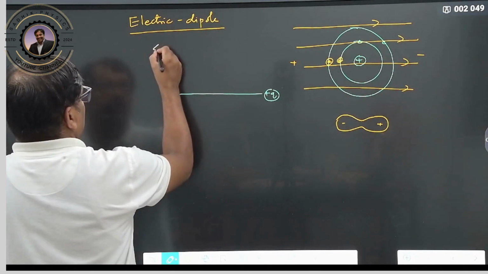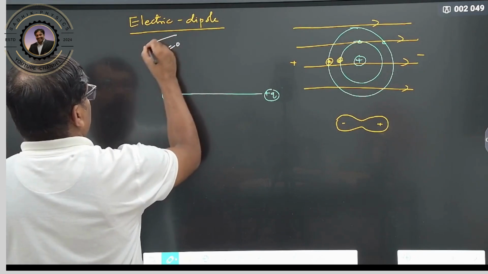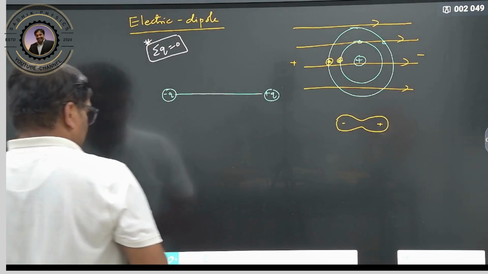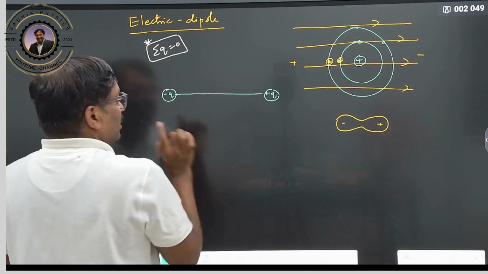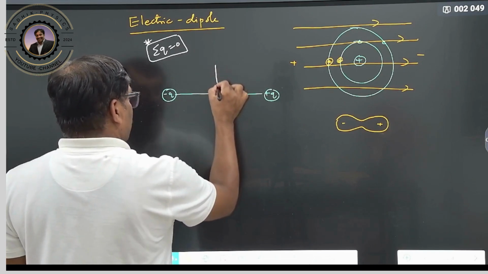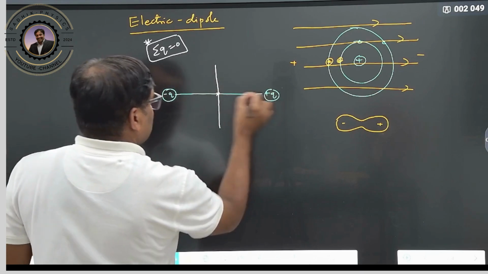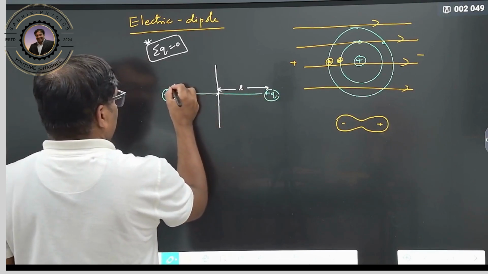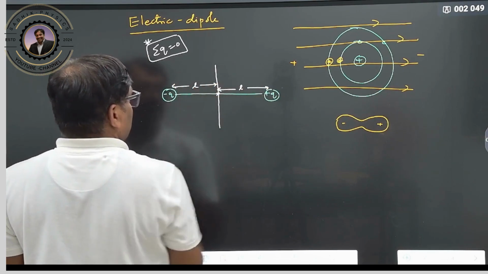The total net charge on the dipole will be equal to 0. Why? Because as much positive charge is there, that much negative charge is there. This dipole has a center, suppose here. From the center, the positive charge is at a certain distance L, and the negative charge is also kept at a certain distance.